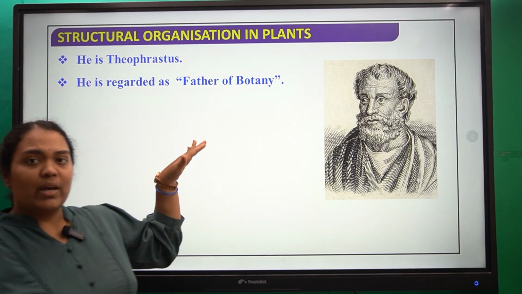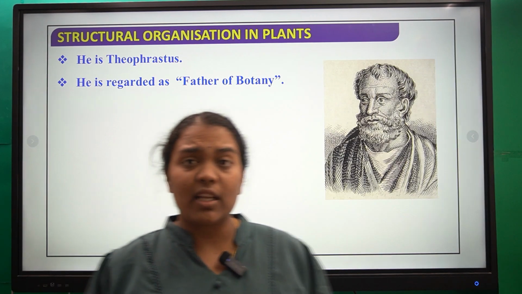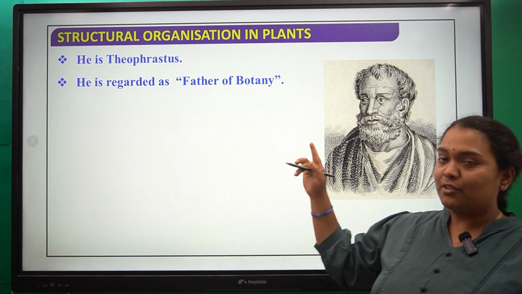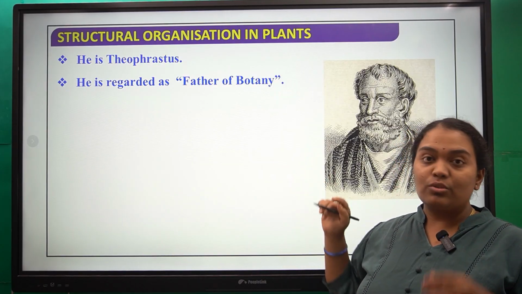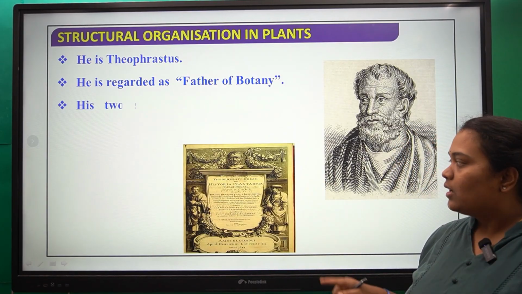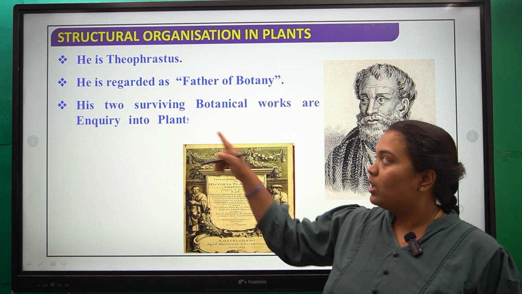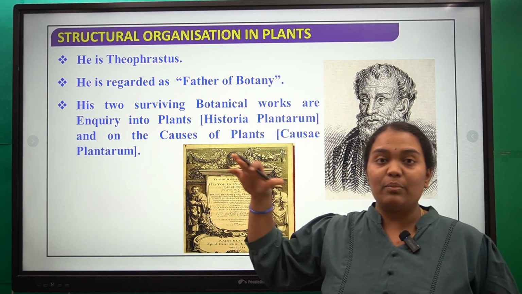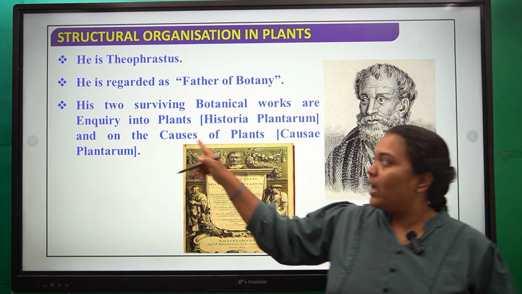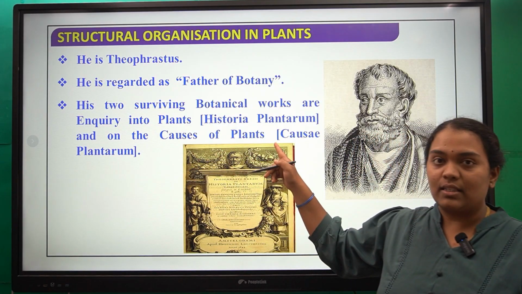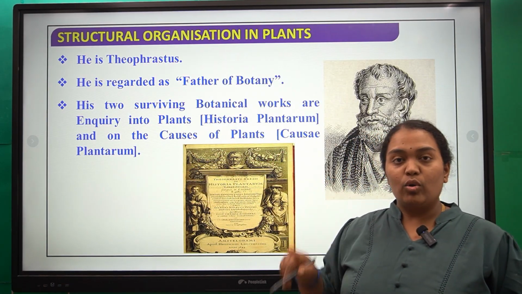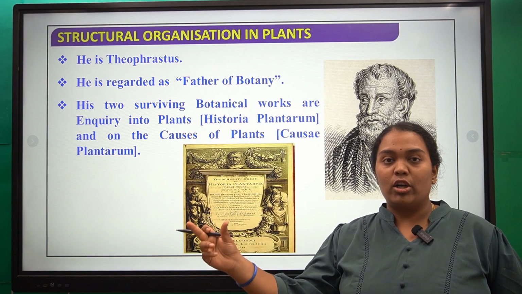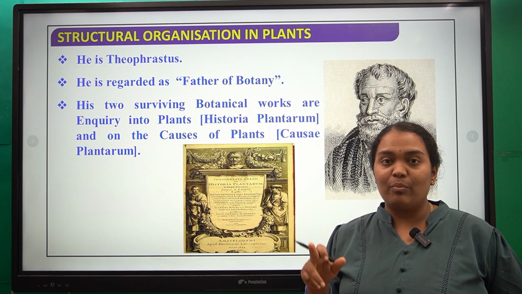They will ask, this is a very important question. In your examination, they will ask you, who is the scientist called the father of botany? Your answer should be Theophrastus. And his two surviving botanical works which have still been preserved are Enquiry into Plants, that is Historia Plantarum. Do note down Historia Plantarum. These books and the contributions by the scientist are very important.